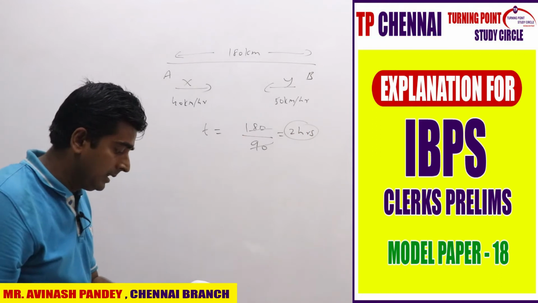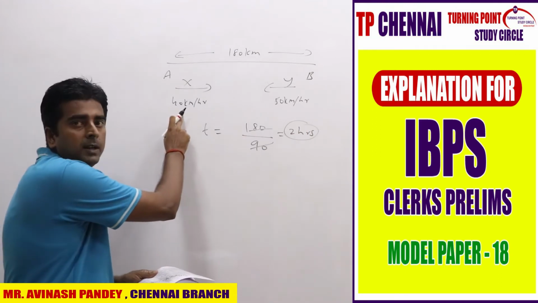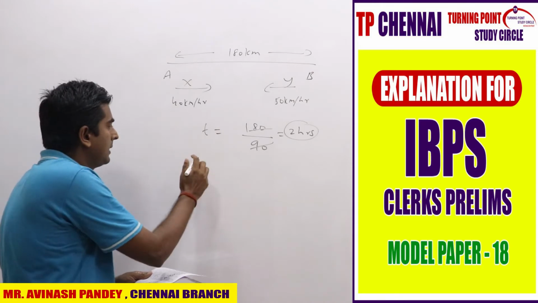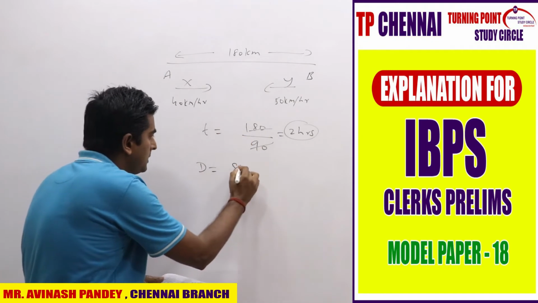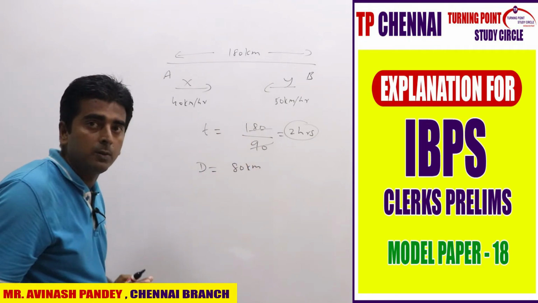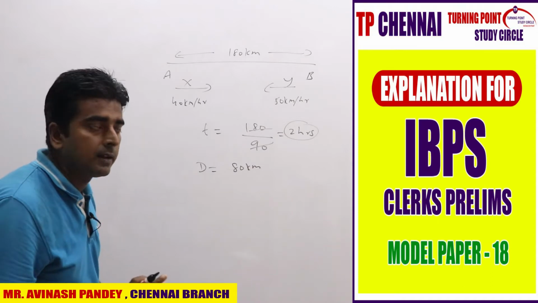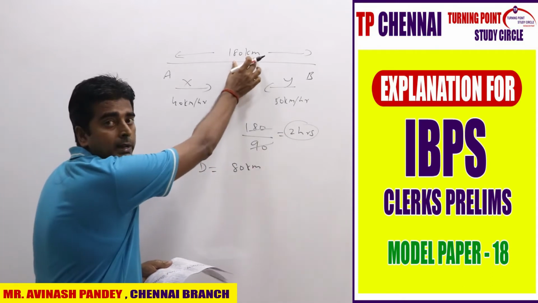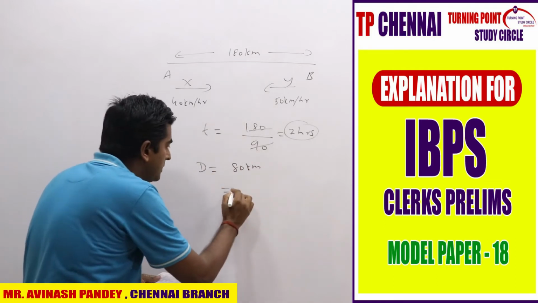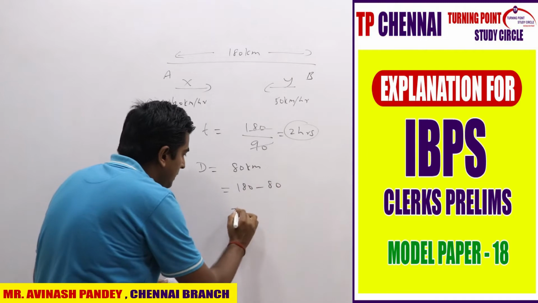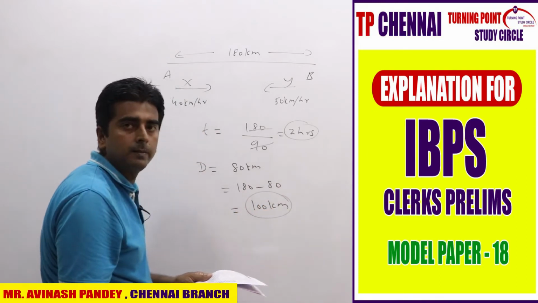Now what they are asking here is to find the distance traveled by train X. So train X's speed is how much? 40 km per hour. Distance is equal to speed into time, so 40 into 2 is 80 km. But this is not the question. What they are asking is the distance traveled by train X after they cross each other, right? So the total distance is 180 km, in that X travels 80 km. So the remaining is 180 minus 80, which is 100 km. My answer is nothing but the first option, right?